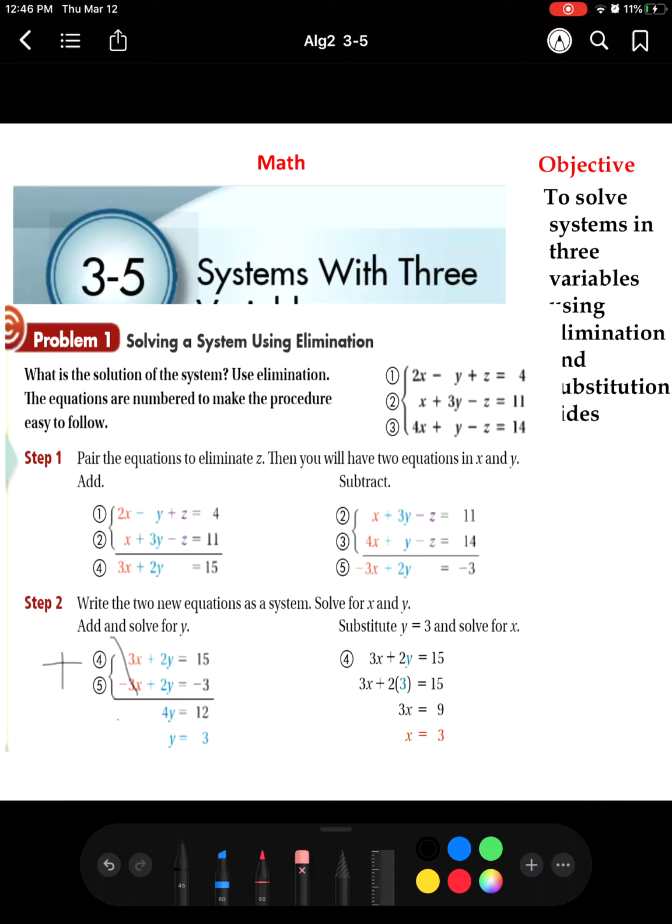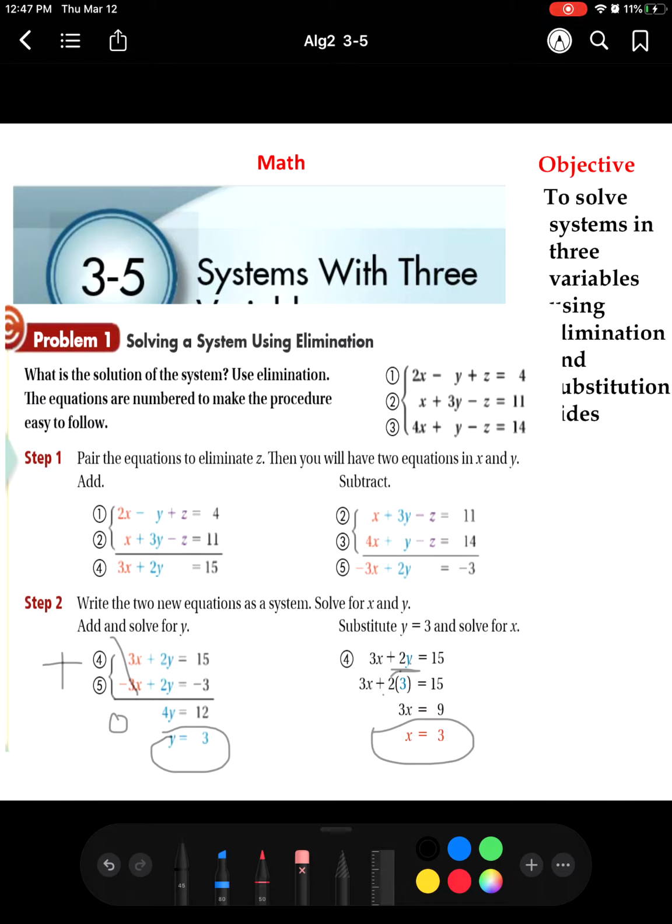So 3x minus 3x, it will give me 0. 2y plus 2y, it will give me 4y. 15 plus negative 3, it will give me 12. So 4y divided by 4 and 12 divided by 4, the answer of the first variable is y equals 3. I will take one of those equations, whichever is easier for me to substitute in. Here we chose equation number 4. We said if y equals 3, what is the value of x? By substituting y in here, instead of 2y, we substituted 2 times 3, 6. And we got the answer of x equals 3.